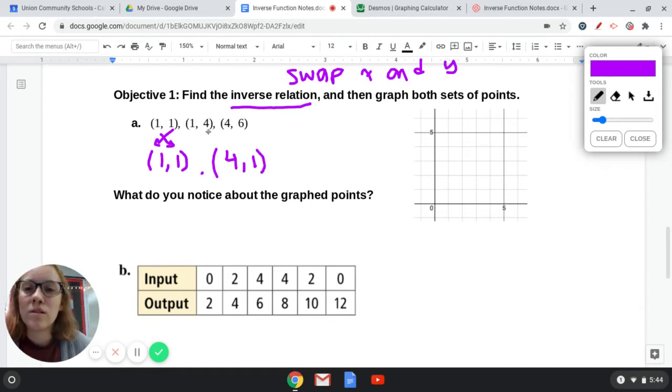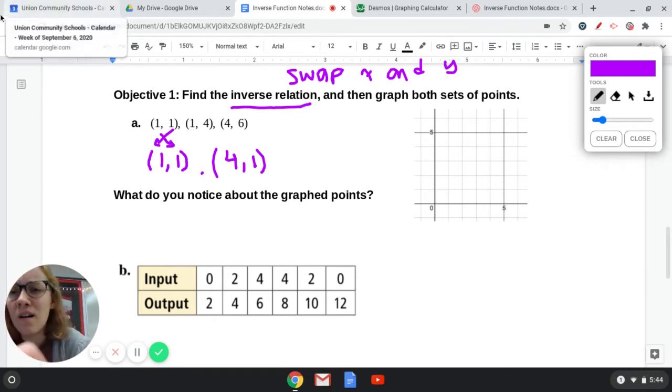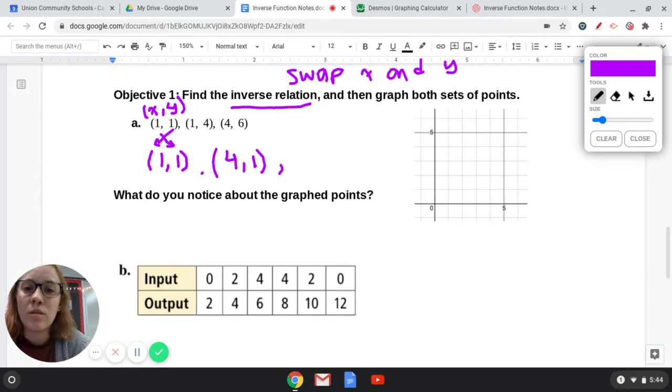So the 4 right here is in the y, now goes to the x. This 1 is in the x value, this one goes to the y. Also, I guess I should remind that coordinate points go x, comma, y. And then our last point will be (6, 4), because we swap that 4 and 6.